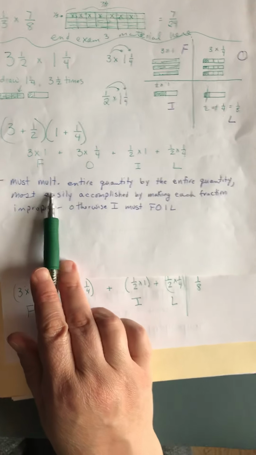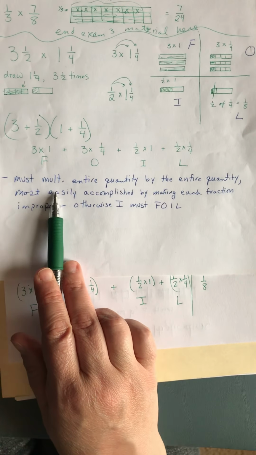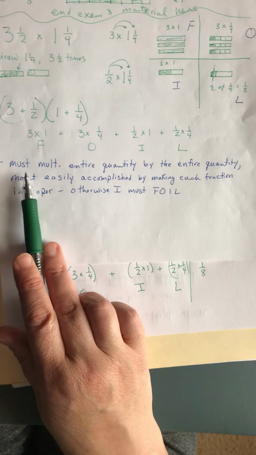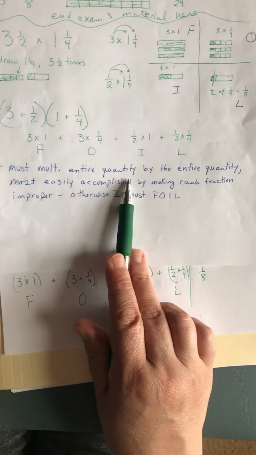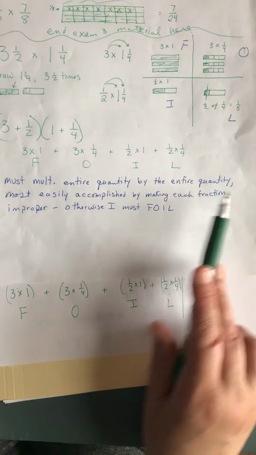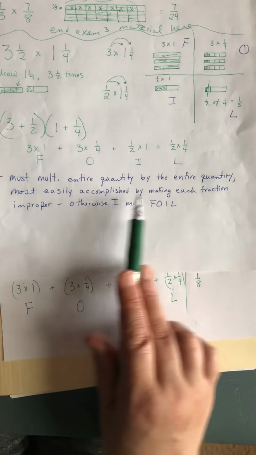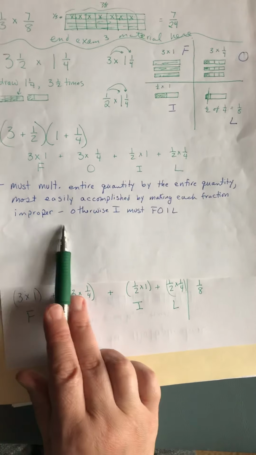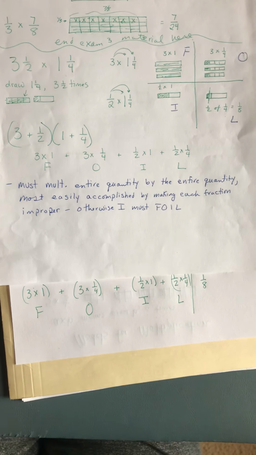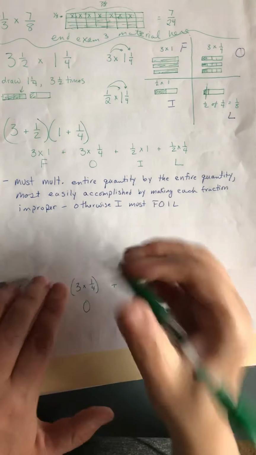that we must model. So the reason that we can't just multiply whole numbers, multiply fractions, is that we must multiply the entire quantity by the entire quantity. Okay? Most easily accomplished by making each fraction improper. Otherwise, I must FOIL. Okay, so I'll let you pause the video and write that down.